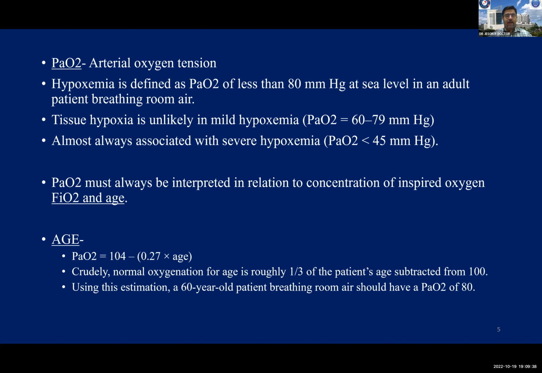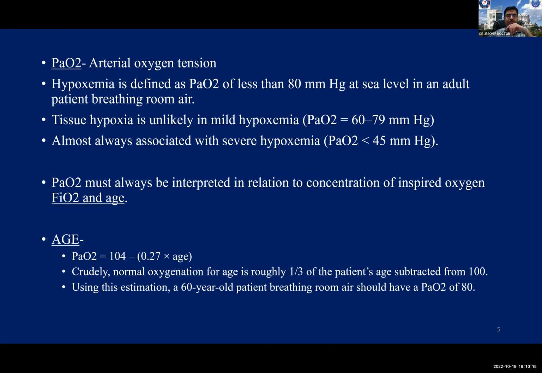Whenever we look at the PaO2, it should always be interpreted in relation to the concentration of the inspired oxygen, that is the FiO2, and the age of the patient. The PaO2 is calculated as 100 minus 1/3 the age. This is a rough formula. The accurate formula is 104 minus 0.27 into age. So in a 60-year-old patient who's breathing room air, 1/3 of 60 is 20, and 100 minus 20 is 80. So you expect a PaO2 of 80.